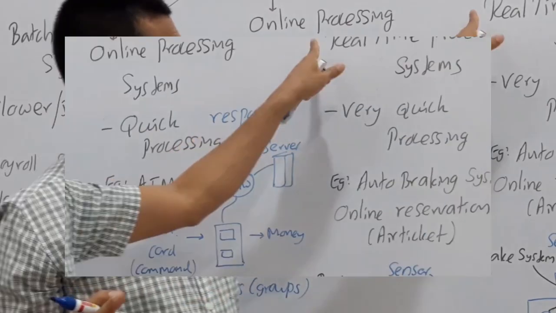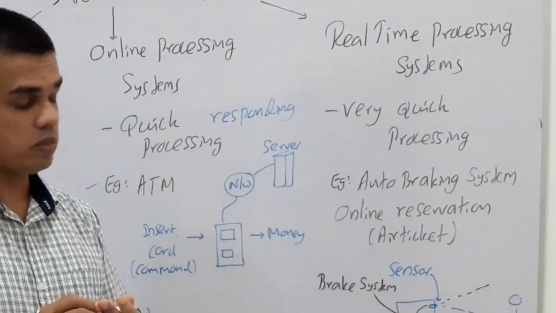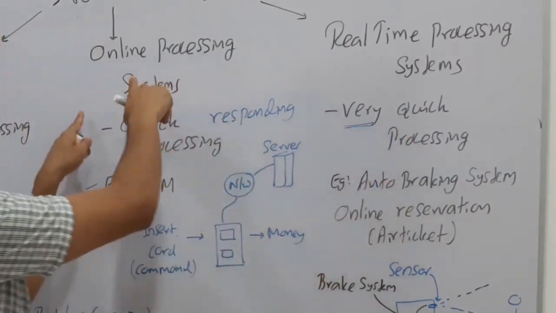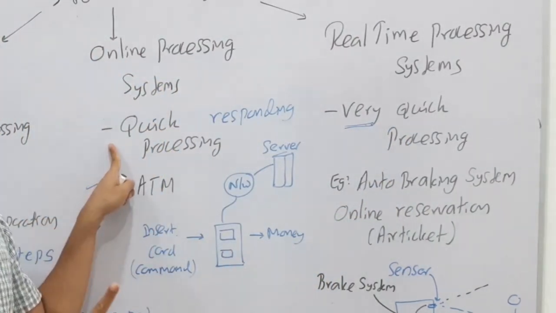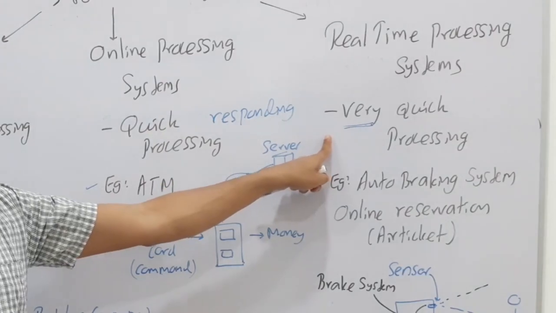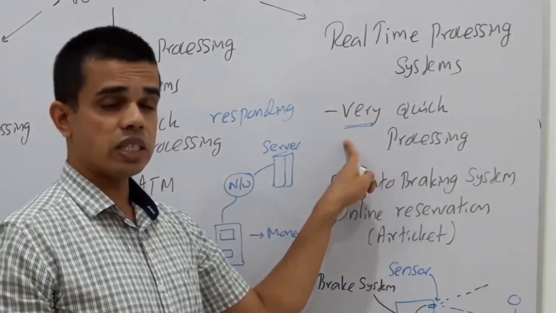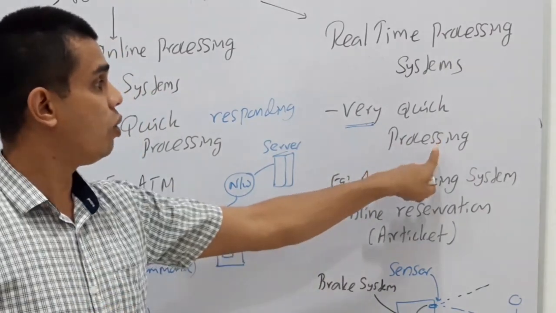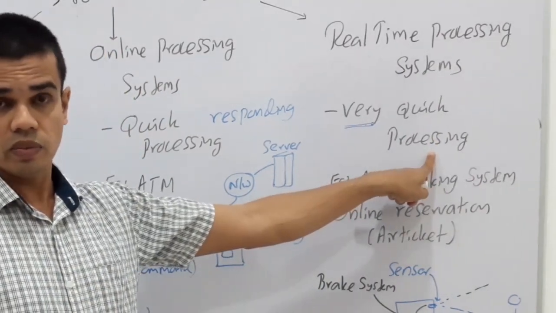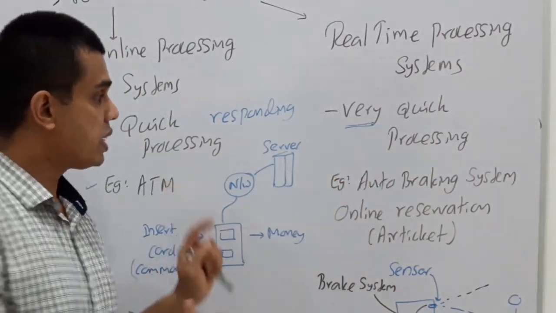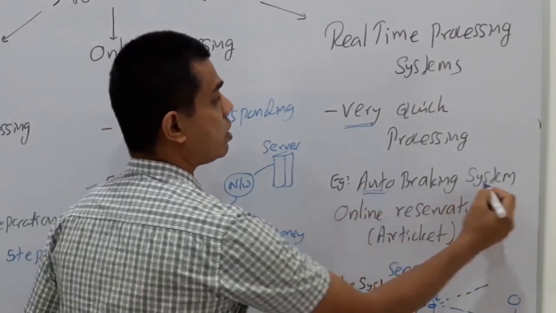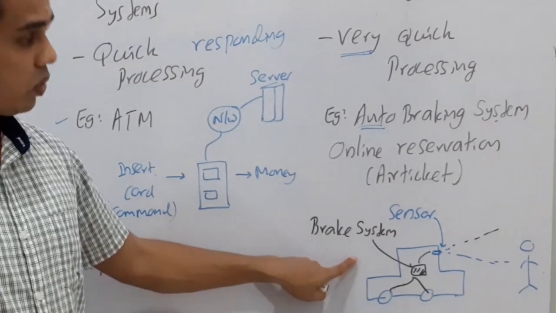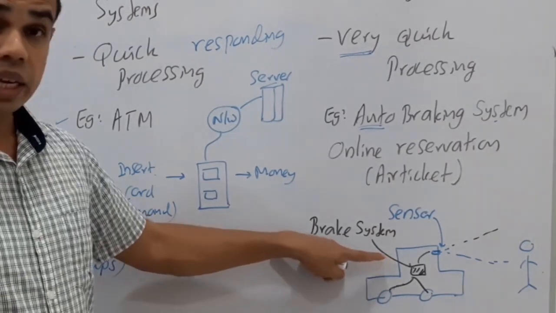Then, once you go for the real-time processing systems, that's very quick in processing. Online systems are quick in processing. Fine. Real-time is very quick, so we don't expect any delay in order to get the answers. We'll see what such examples are. The best example is the auto braking system of a vehicle. If you go for a car, whatever vehicle, there's an auto braking system in modern vehicles.